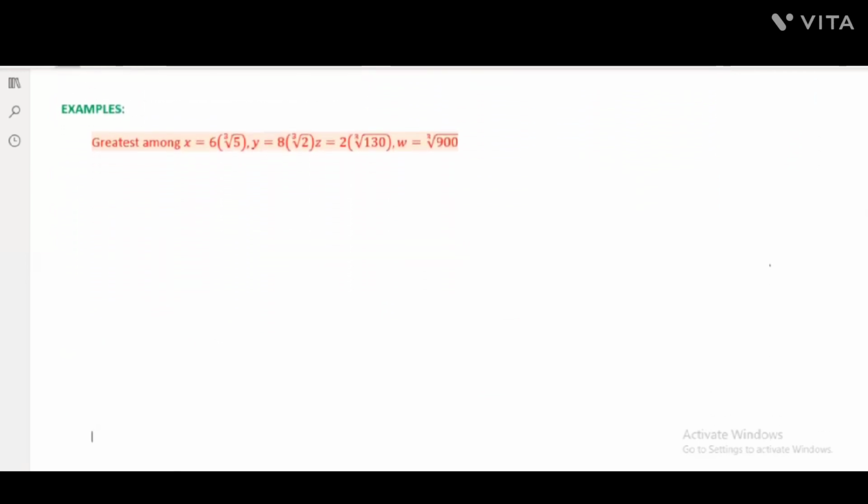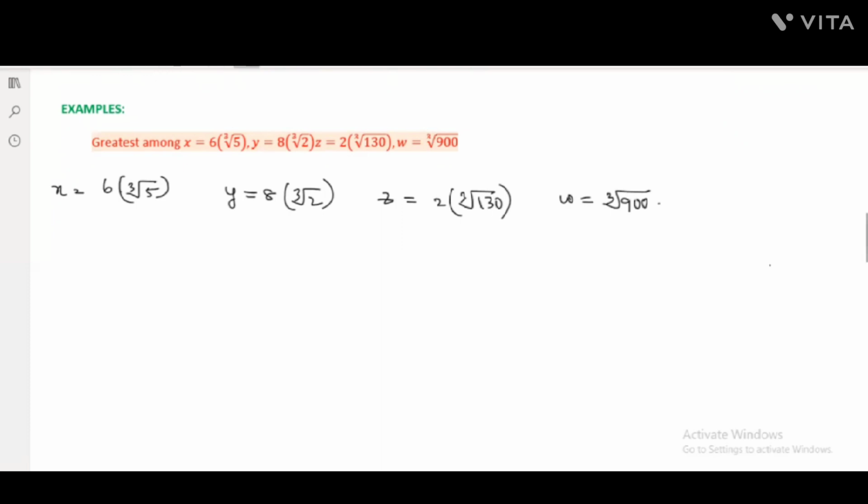How can we compare the terms here? Here I have the question: find the greatest among these. First let's look at x is equal to 6 into cube root of 5. Another one is y is equal to 8 into cube root of 2, and another one is z is equal to 2 into cube root of 130. Then w is equal to cube root of 900. One by one, if you look at all of these, the order is the same.